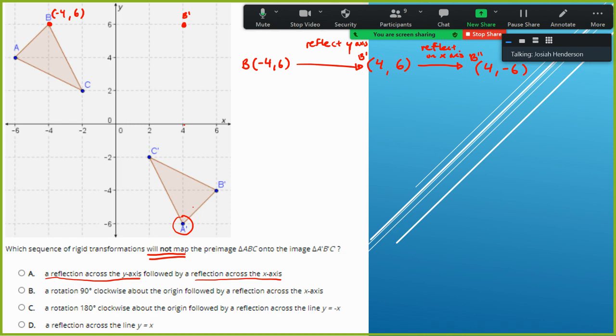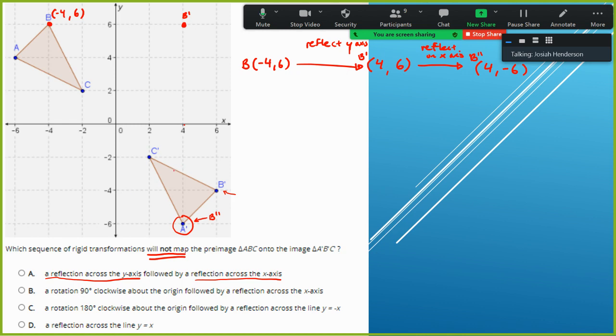So yes, there's a point there, but it's not enough for us to say, oh, well, there's a point there. It needs to be the exact match. I wanted this to be B double prime, but it's not, is it? The final B point is this one. They're calling it B prime because they're not naming the second set of points. I wanted to name each set of points so we would know each stage of changing it. But those are not a match. So it looks like we've already found the one that is not mapping the pre-image onto the image.